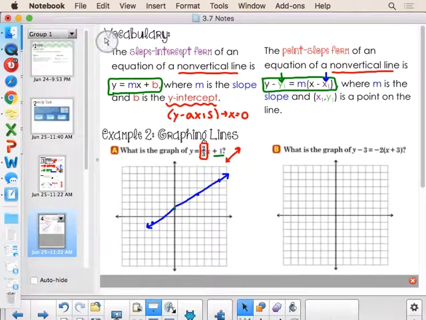Let's take a look at equation B. In equation B, I was given a point-slope form, where I have a slope that is -2, which means I'm going to go down from left to right. -2 actually means that my slope is -2 over 1. So down 2 over 1 unit.